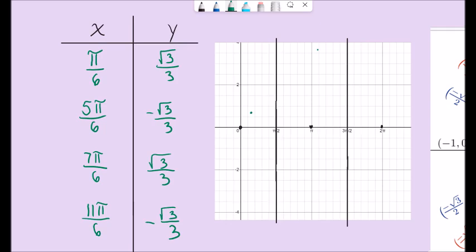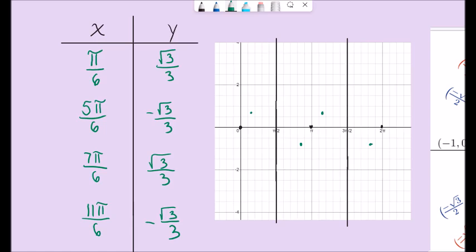5 pi over 6. Let's see, 5 pi over 6 would be right before pi, and that would be negative, so probably like right here, and then go down 0.6, so right about there. 7 pi over 6 will be a little bit more than 1 there, so right there is a pretty good estimate. So that'll be there. And then 11 pi over 6 will be back to the negatives again. That'll be a little less than 2, so probably right about there.